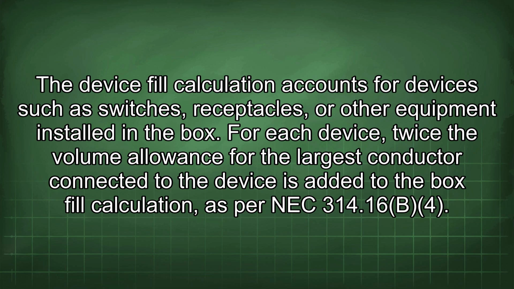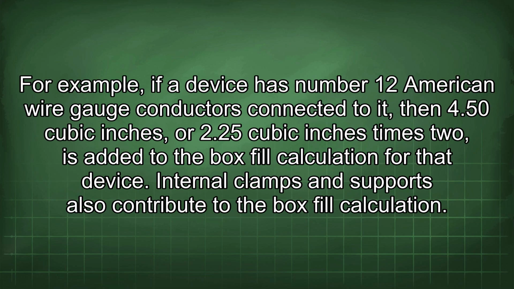The device fill calculation accounts for devices such as switches, receptacles, or other equipment installed in the box. For each device, twice the volume allowance for the largest conductor connected to the device is added to the box fill calculation, as per NEC 314.16(B)(4). For example, if a device has number 12 American wire gauge conductors connected to it, then 4.50 cubic inches, or 2.25 cubic inches times 2, is added to the box fill calculation for that device.